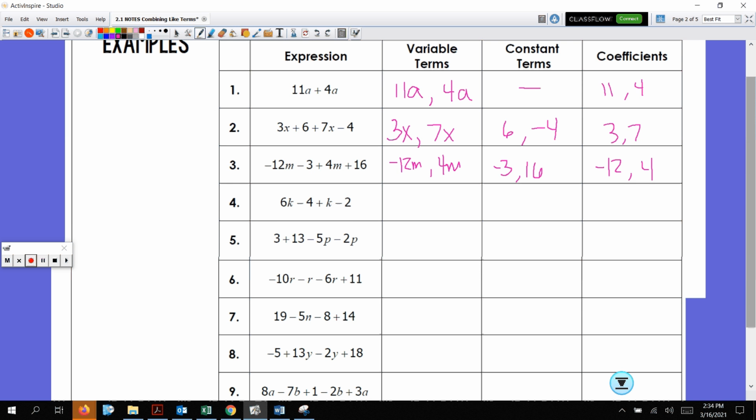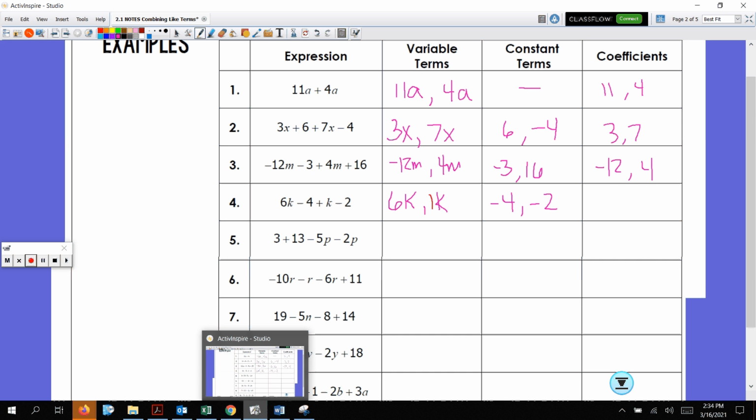Okay, so for number 4, I have positive 6k and then just k, right? Those are my variable terms. My constant terms are negative 4 and negative 2. So this one's a little tricky because for my coefficients, I need the number in front of my variable term. But so often we never write the number 1 in front of that k. But I don't want you to forget about it. So my coefficients would be 6 and 1.